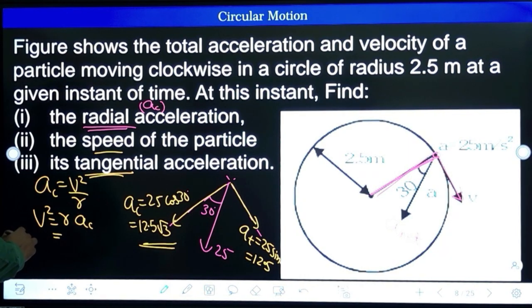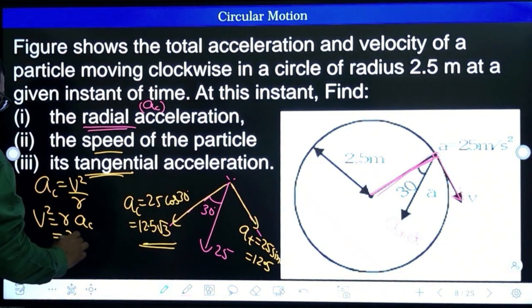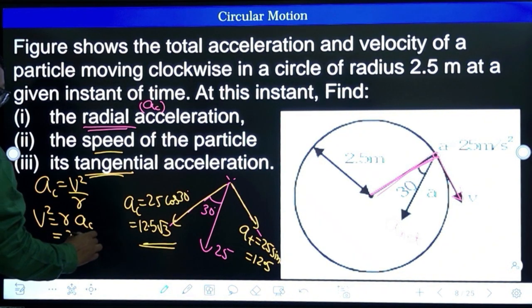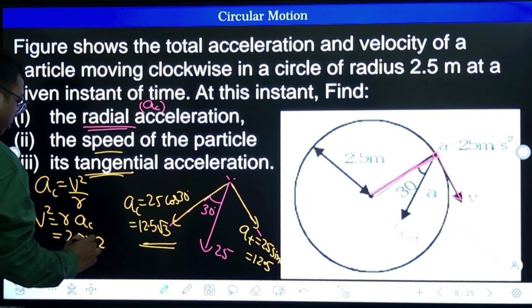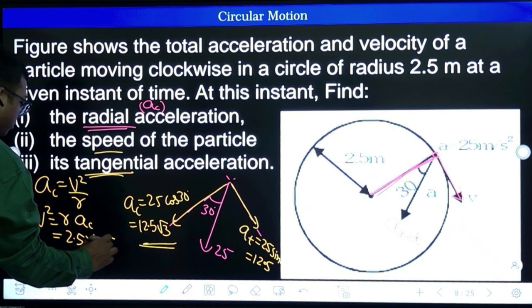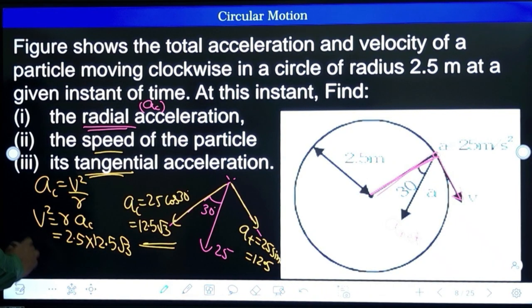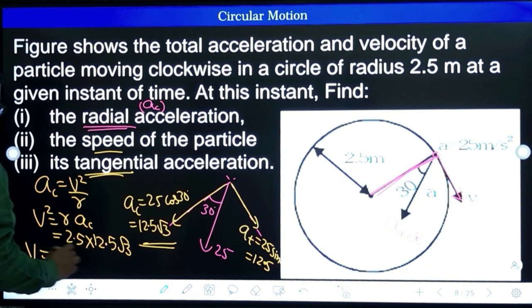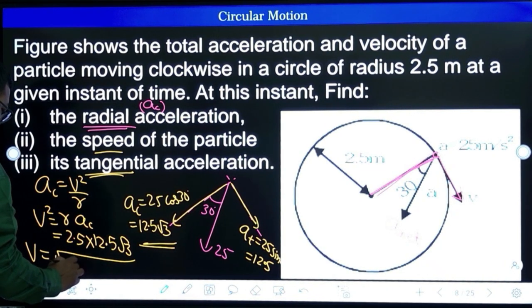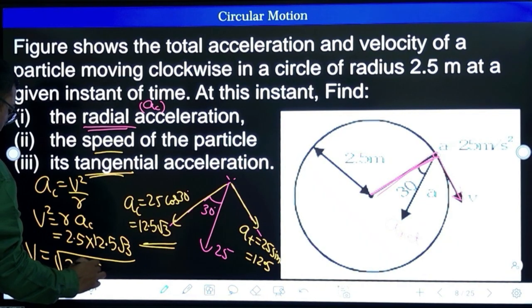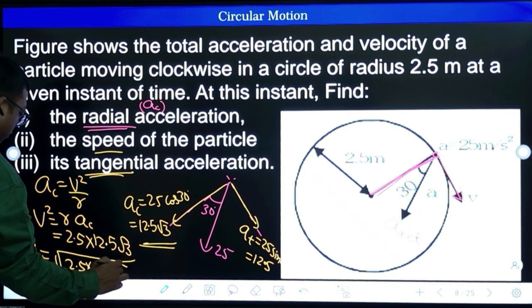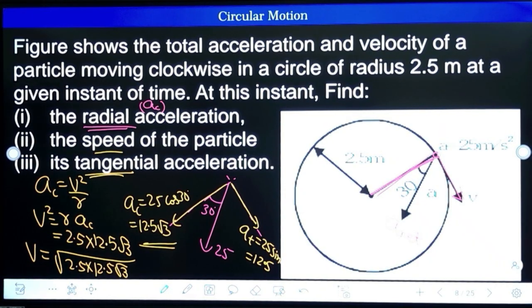Radius they have given as 2.5. Centripetal we have already calculated, 12.5 into root 3. So once you calculate this, you have to take the under root of that. So under root of 2.5 into 12.5 into root 3. This calculation can be done. Clear? Yes. So this is what it is.